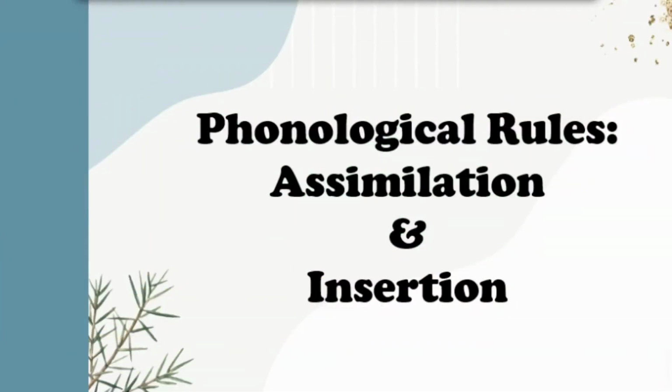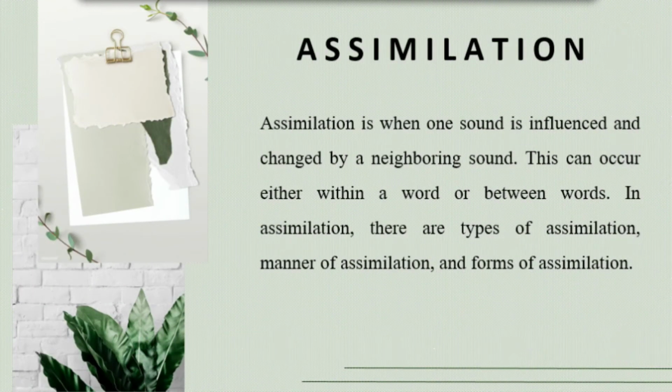After understanding the definition of phonological rules, now I will explain about the types of phonological rules, assimilation and insertion. Assimilation is when one sound is influenced and changed by a neighboring sound. This can occur either within a word or between words. In assimilation, there are types of assimilation, manners of assimilation, and forms of assimilation.